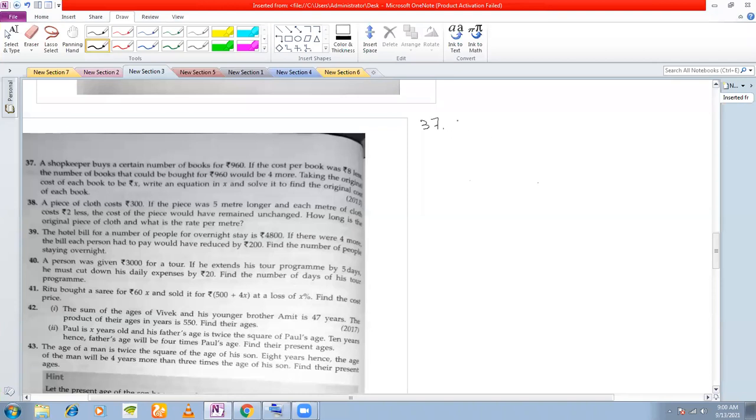Okay, so I start by saying let the original cost, in fact, it is given here, right? That taking the original cost of each book. So let's write here: original cost of each book is equal to X. Okay. Now original number of books bought.